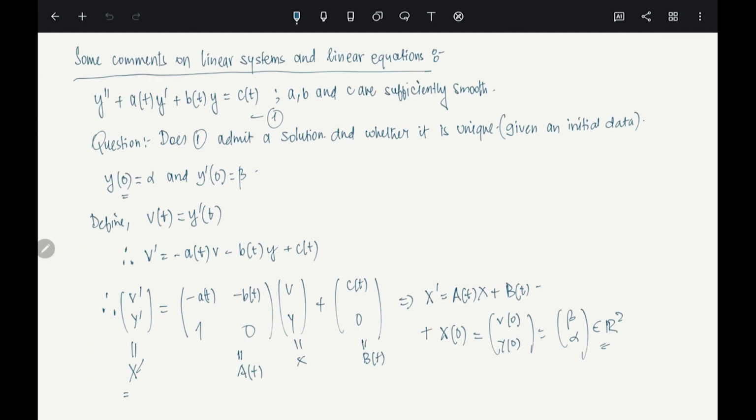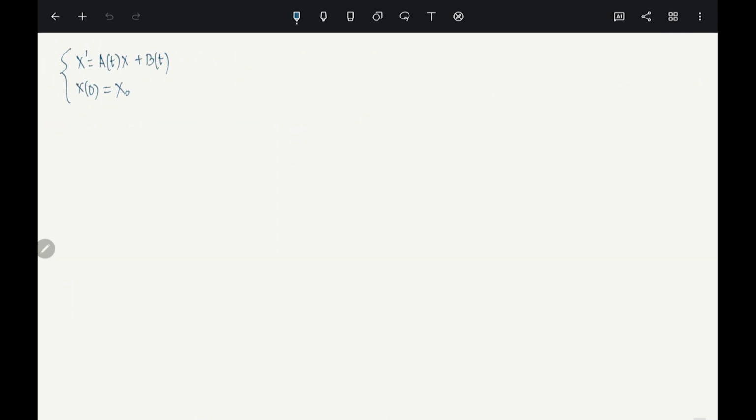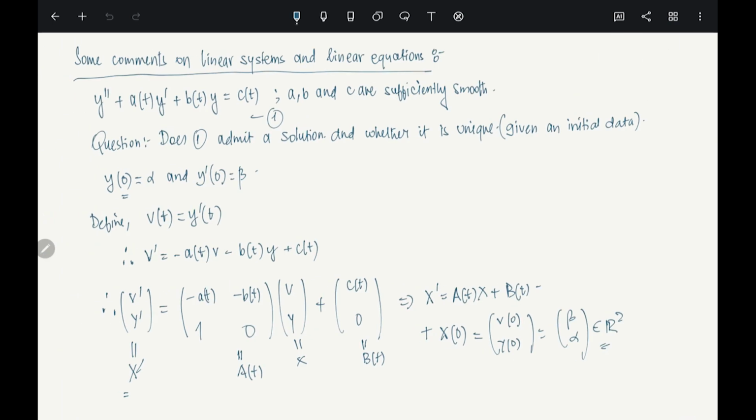So if we want to know whether this problem has a solution or not, we need to know whether this system has a solution or not. Let's just call this system star. So does star admit a solution? The problem boils down to this: admits a solution. If we know this, then we know that this sort of problem always has a solution.